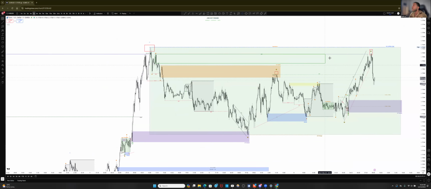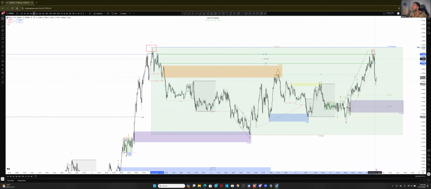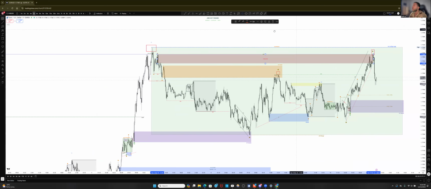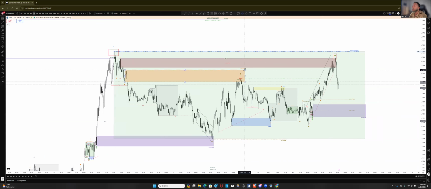And what did it do? It induced the high of it slightly, as you can see. Price failed this zone. Price failed this zone. Okay. So what does that mean?